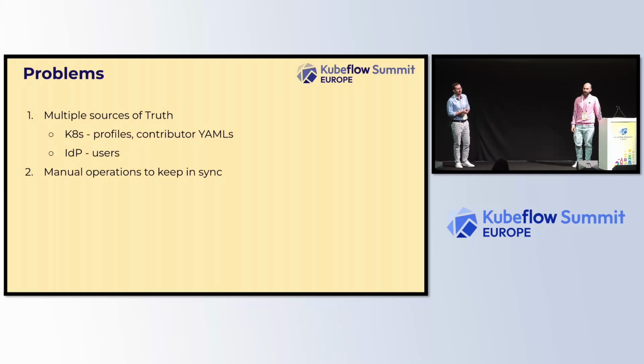The first one is that there are multiple sources of truth. This means that information about the users is located on the IDP side. Meanwhile, information about the profiles and the contributors is located in the cluster itself. Also, the issue is that in order to keep them continuously in sync, we have to do manual operations. And of course, we want them to be handled automatically.